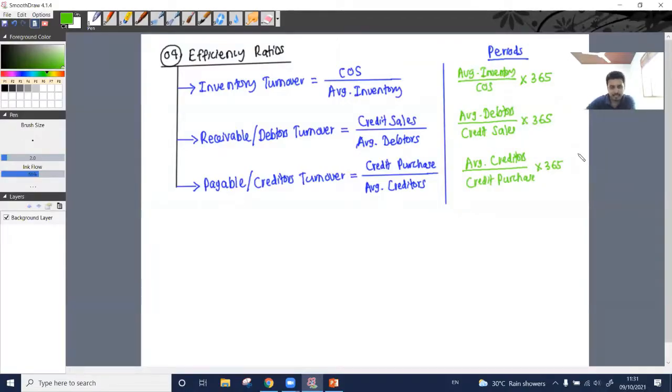So what is the idea behind this? What is the idea behind this creditors payment period? Again, the answer will be something in days. 22 days, 35 days, 37 days, likewise. What is the idea of that?